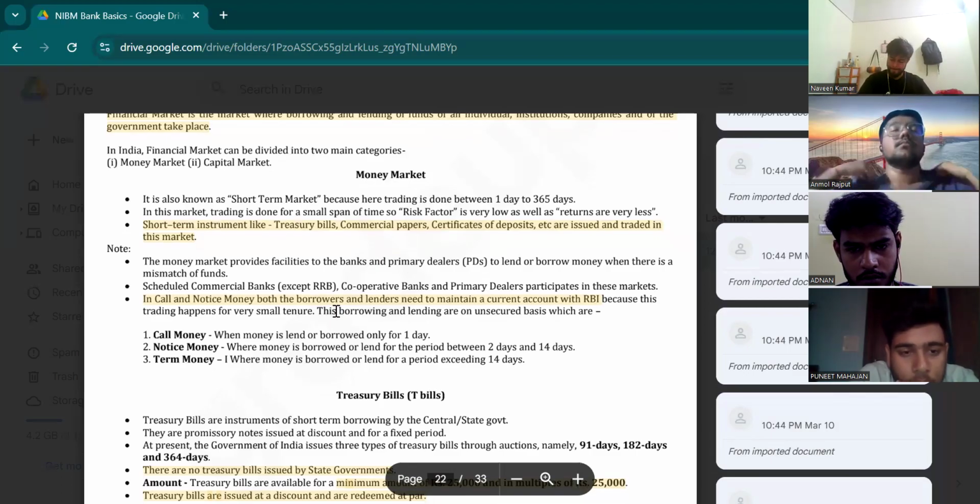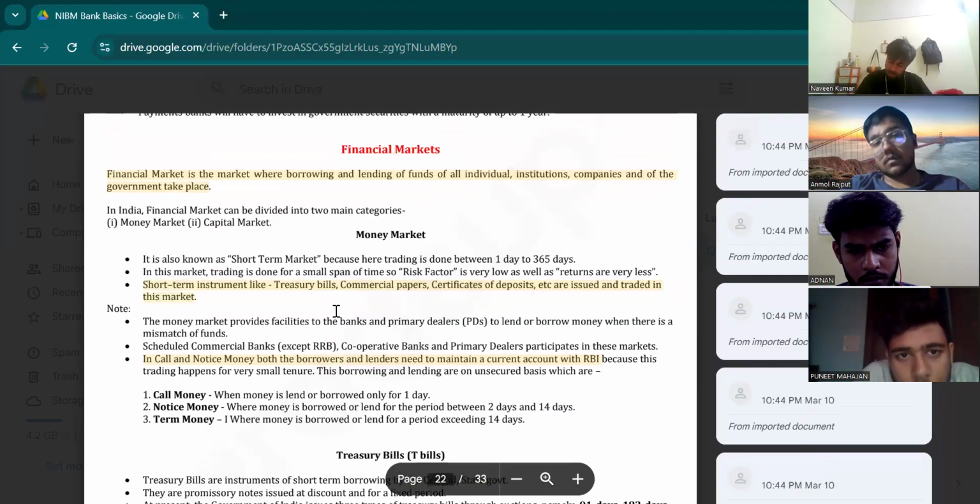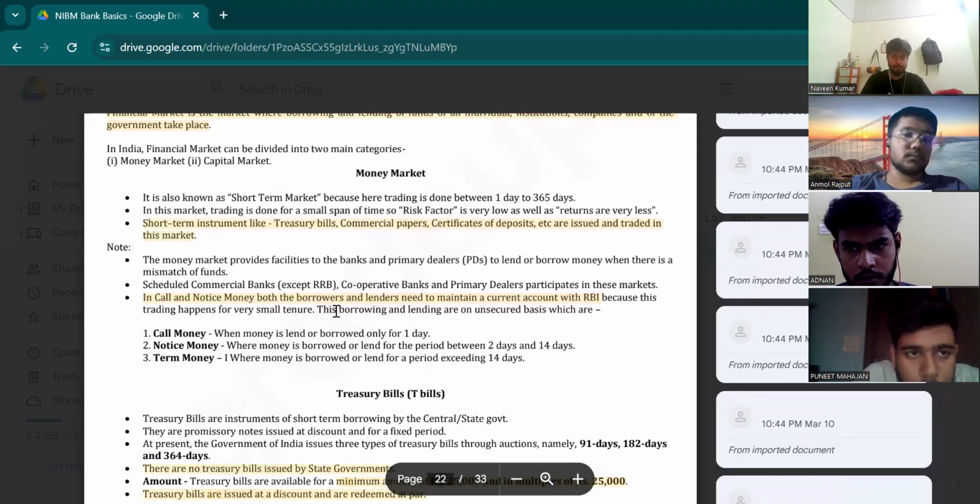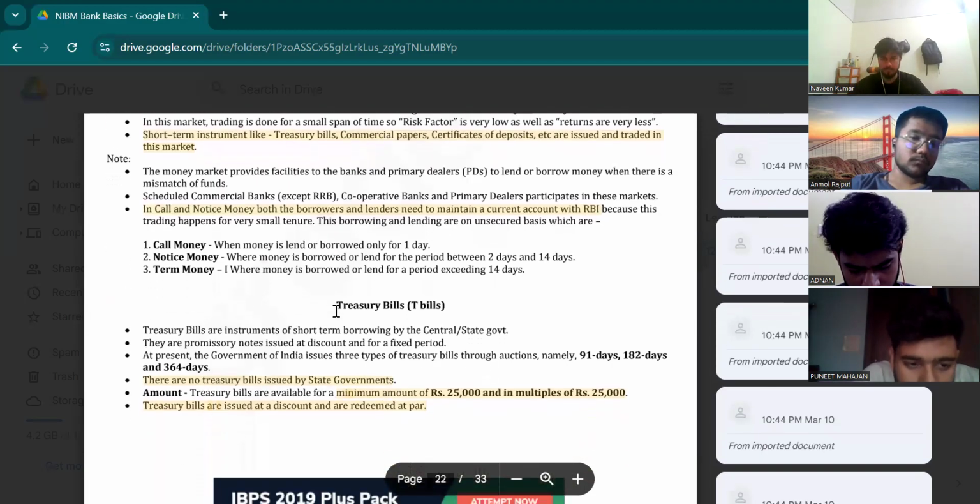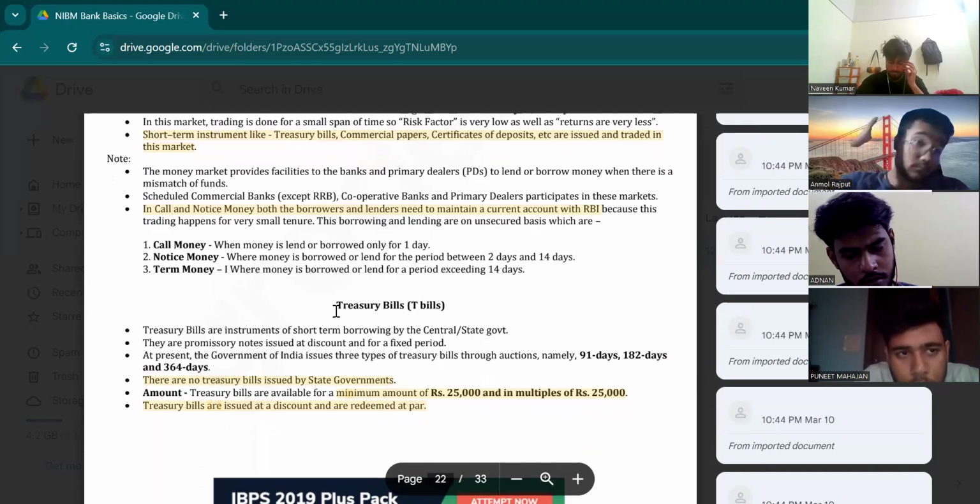So all the terms are very, very important, and I suggest you don't miss them. What is call money? What is notice money? What is term money? What is a treasury bill? The T-bill can be asked about because it is a very highlighted topic. A T-bill is always issued by the central government. The central government issues T-bills of 91 days, 182 days and 364 days.